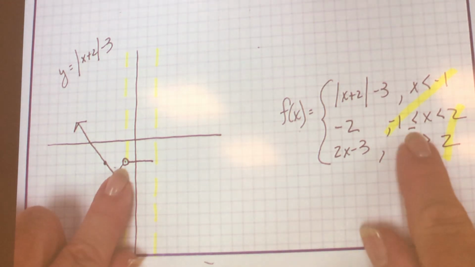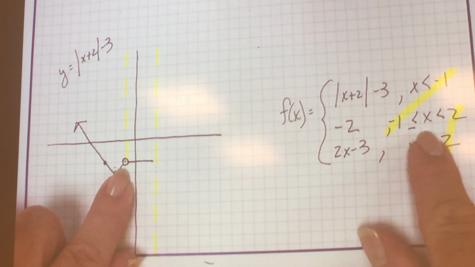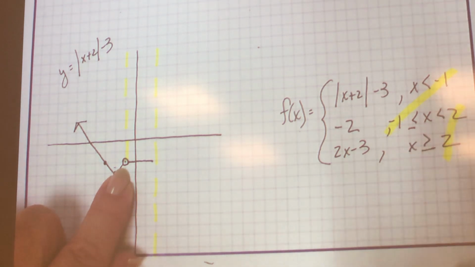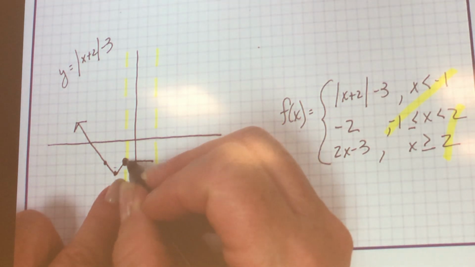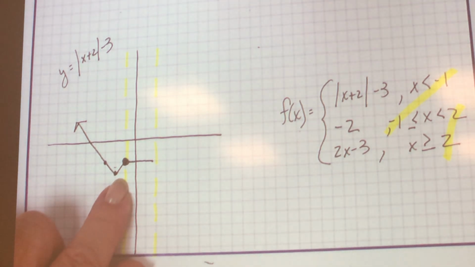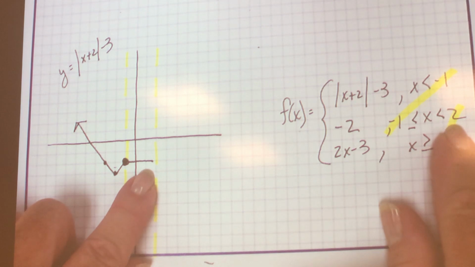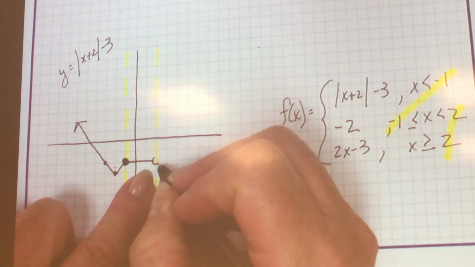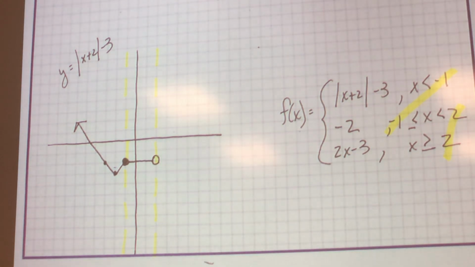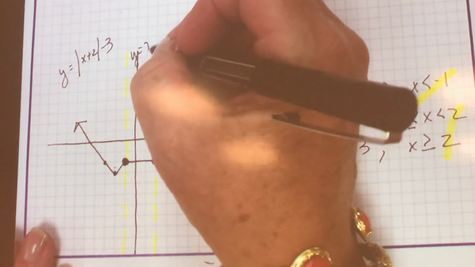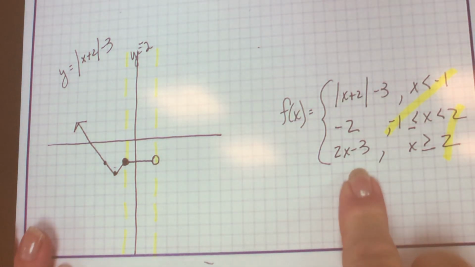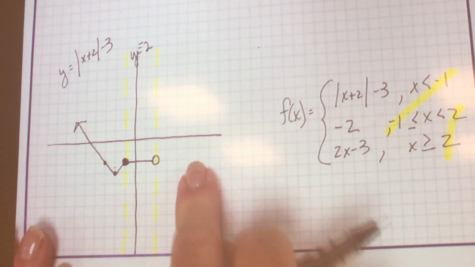At the -1, that's right here. Solid or open? Solid. A solid point on top of an open point is just a big fat point. Solid point. Okay? What is he over here at 2? Open point. So this is y is equal to -2. This line right here, he goes in this section.